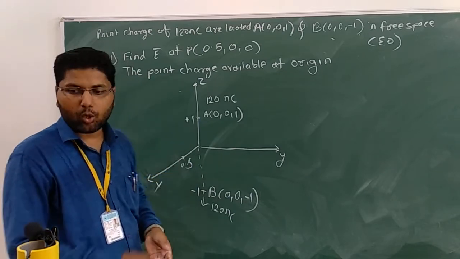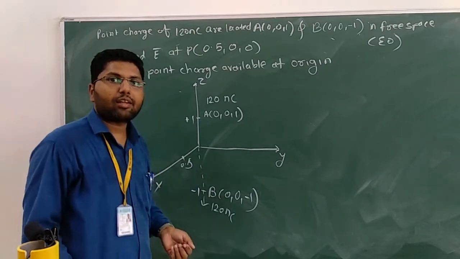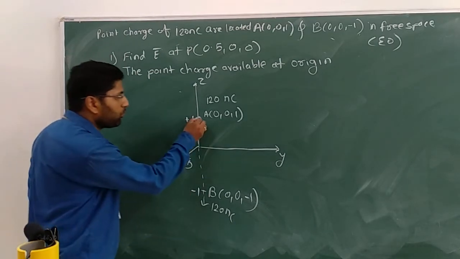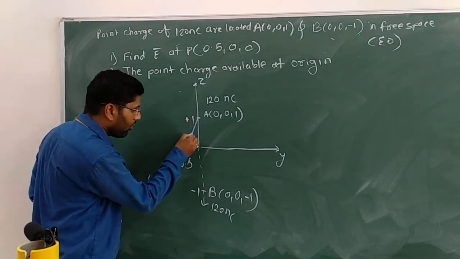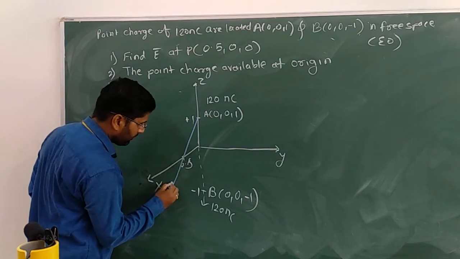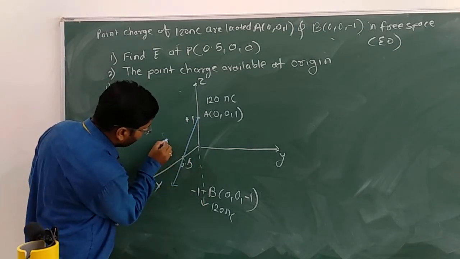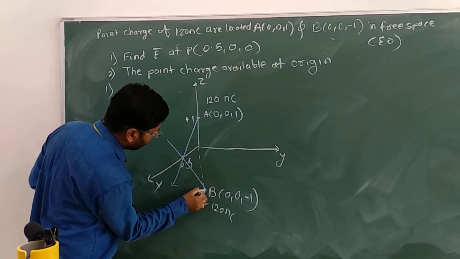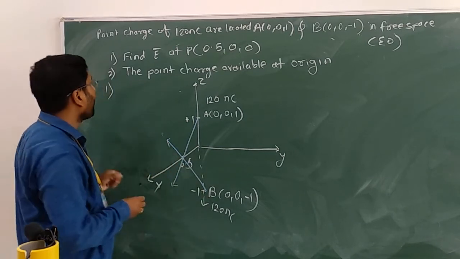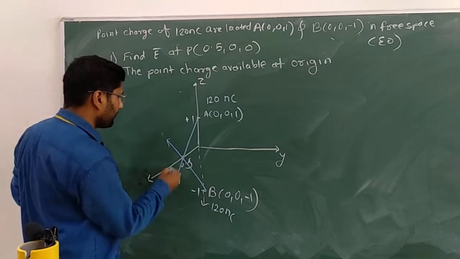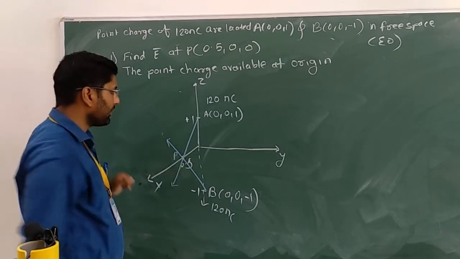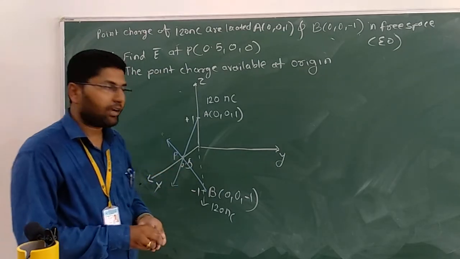And we have to find the electric field intensity due to these charges, due to this point B, onto this point 0.5. Which point is this? P point. Okay, so this P point is there. On this P point, we have to find this.